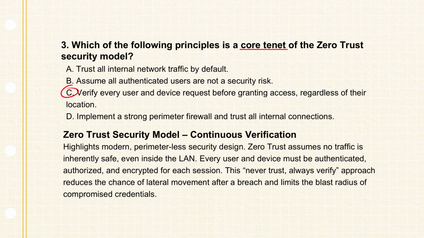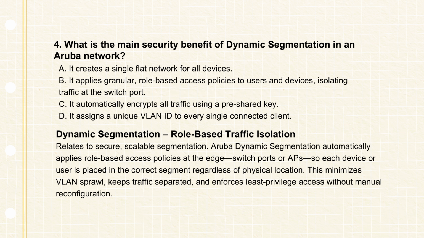Okay, zero trust sounds great, but how do you actually do it? That brings us to the next couple of concepts. Dynamic segmentation and role-based access control, RBAC. Let's take dynamic segmentation first from question 4. How does that work in, say, an Aruba setup? Right. Dynamic segmentation is a really powerful tool for making zero trust practical.